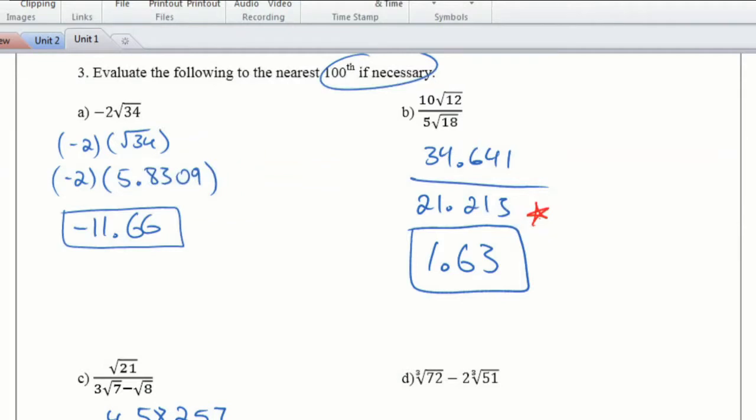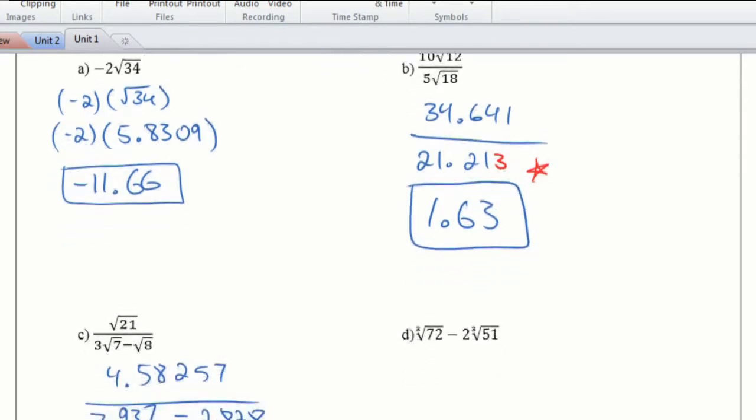21.215. I get 21.2132034. Oh, just my poor writing. There we go. Sorry. I get going fast, things get messy.